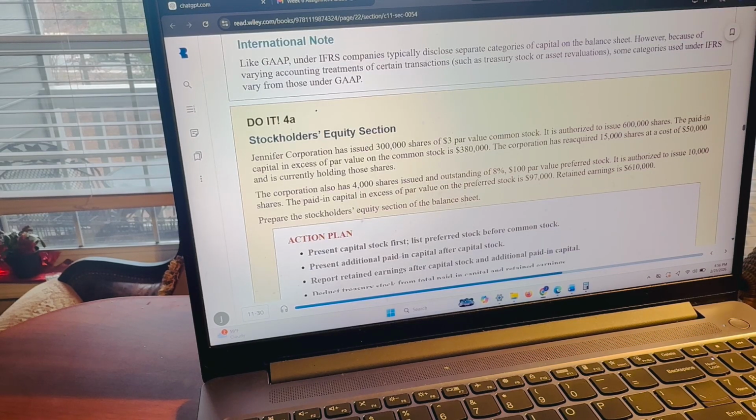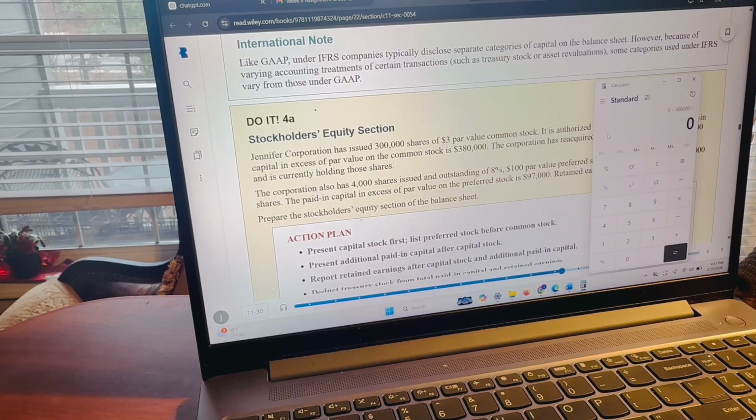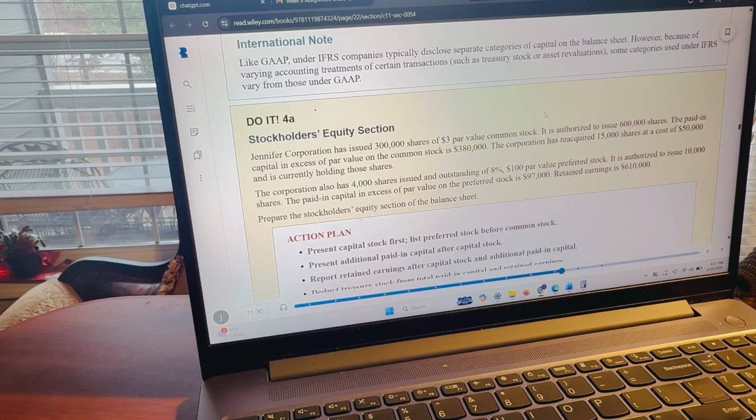In order to calculate, we're going to separate the paid in capital in excess of par and just the par value amounts for the total shares issued. So in order to do that, we're going to pull up a calculator, clear this out. So it has issued 380,000 in excess. So that's given to us.